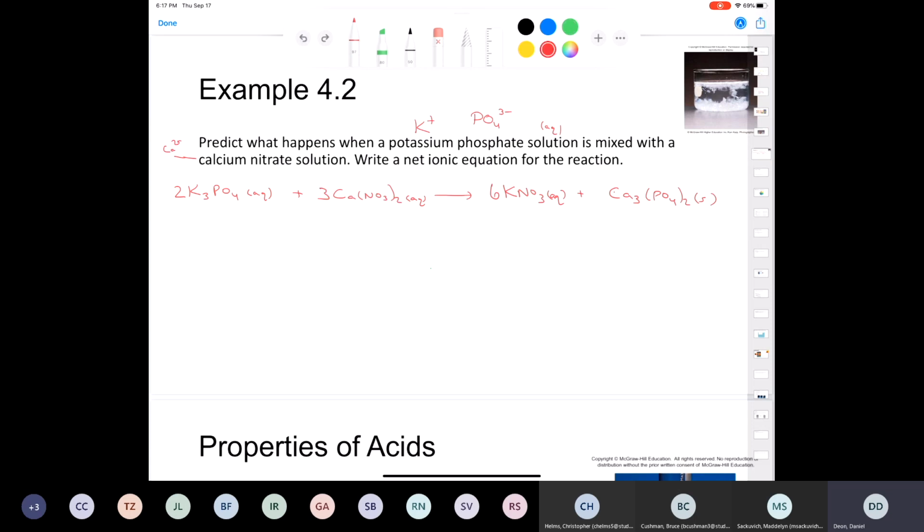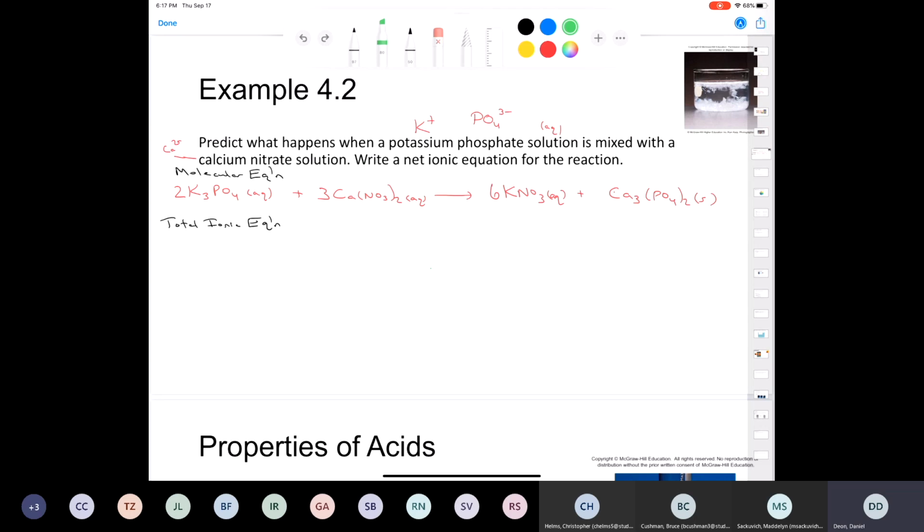So this is our molecular equation. I'll abbreviate it like that. And now we're going to write out our total ionic equation. Okay, so now we're going to take everything that's aqueous, this, and this, and we're going to break all 3 of those apart into their ions.